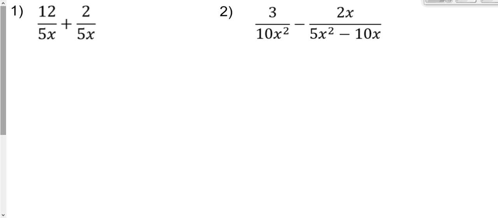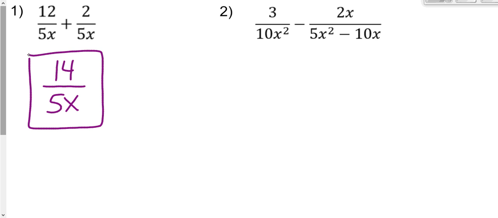All right, here's example number 1. Notice that we have common denominators already. That's great. All we need to do then is add the numerators, and we get 14/5x. Easy peasy, it doesn't reduce. That's it.